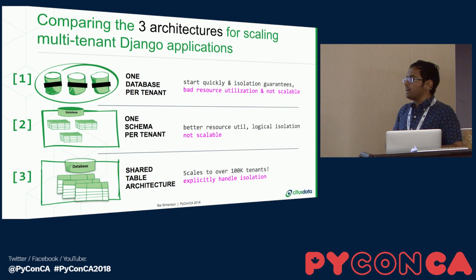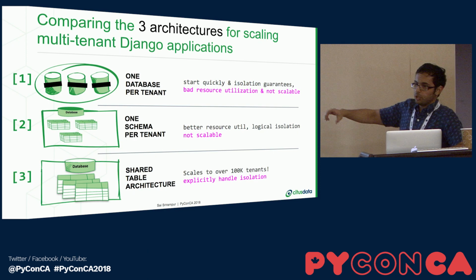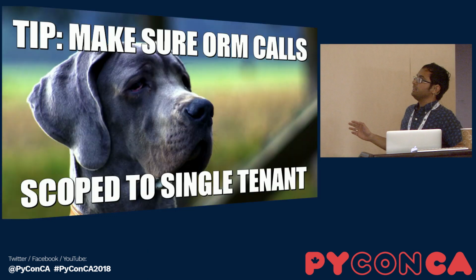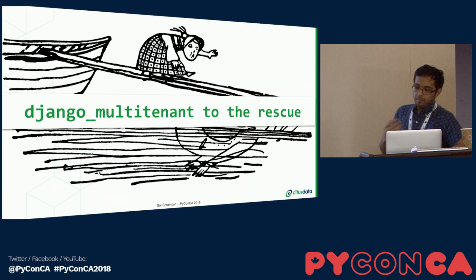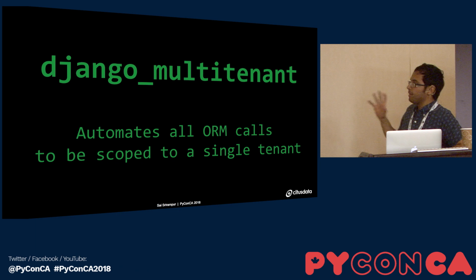So considering that we are going forward with the third approach, which is the most scalable approach, a small tip which I want to again stress is that in the shared table architecture, it is important to make sure that all ORM calls are scoped to a single tenant. So this is where the Django multi-tenant library comes in, and it automates all the ORM calls to be scoped to a single tenant in the shared table architecture, where you represent the tenant using the tenant ID column. So this is what the Django multi-tenant library looks like.